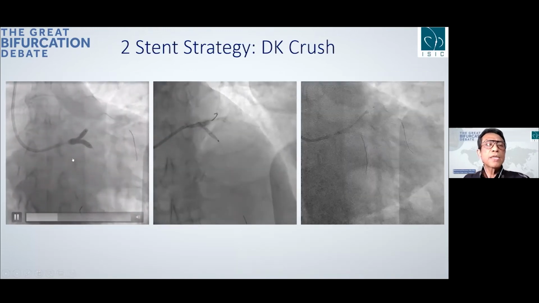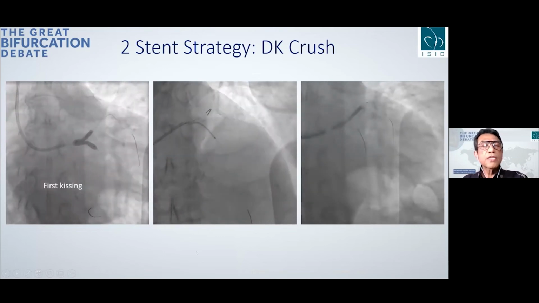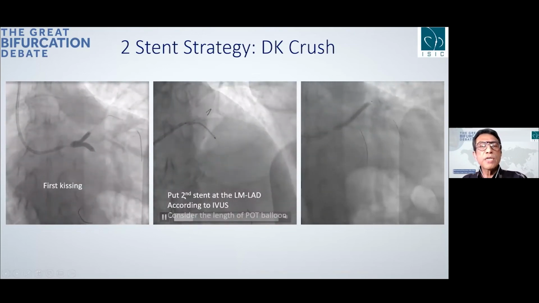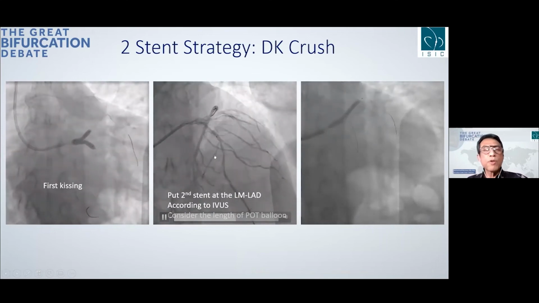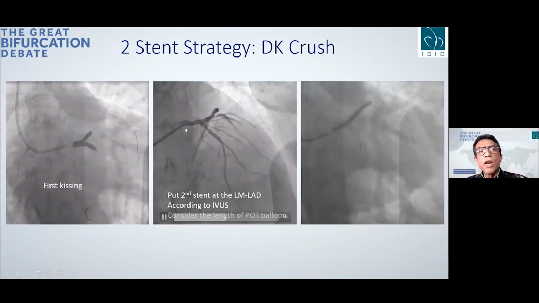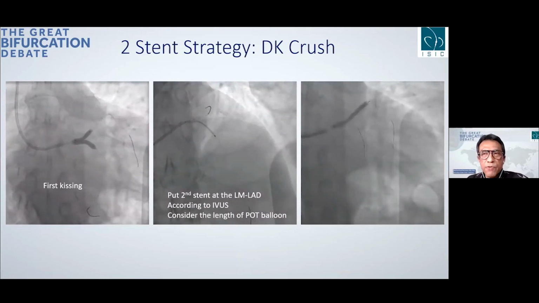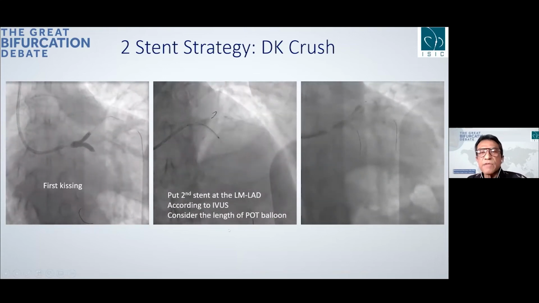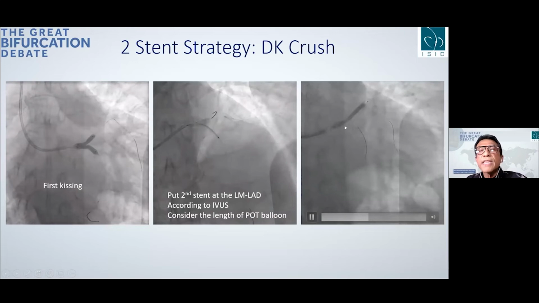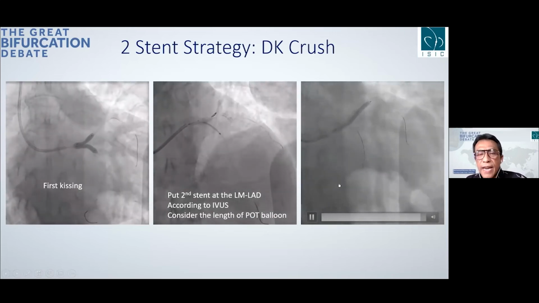Then we do the first kissing. This is the first kissing. Then we put the second stent at the left main to LAD. This is 38 millimeters, 3.5. Consider that you have appropriate length of balloon, so as to avoid mismatch. This is very, very important. After that, we open up this 3.5 by 38 millimeter stent.